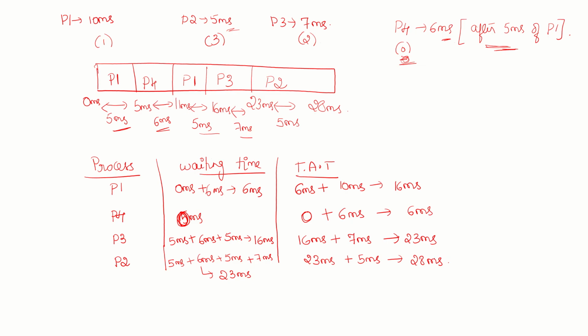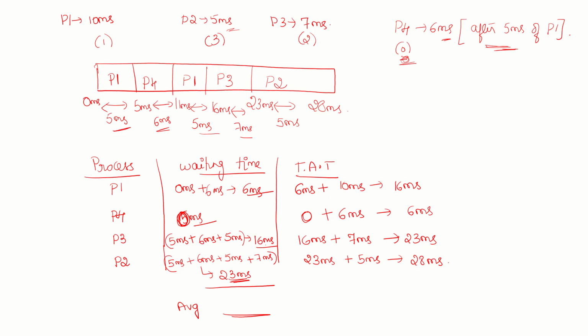I have written this. The next work is to calculate the average. Average of 6, 0, 16, 7. Sorry, it is not 7, it is 23. Average of 6, then this 0, then 16, then this 23. This is the sum. I will write it with a bracket, that will be easy.